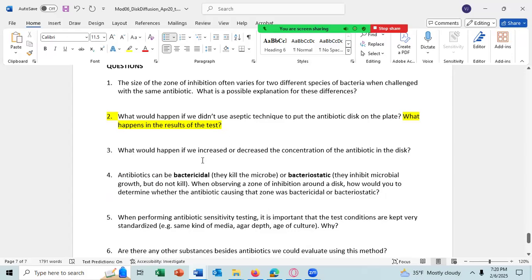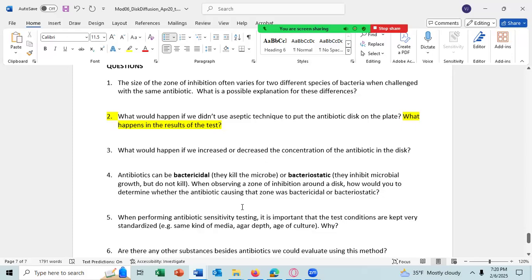And then 3, what would happen if we increased the concentration of the antibiotic in the disc, and what would happen if we decrease the concentration of the antibiotic in the disc? Be specific and tell me what's going to happen to both when you increase and decrease the concentration of antibiotic in the disc.